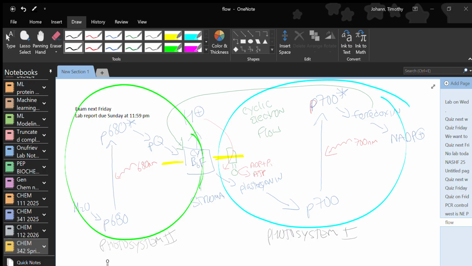To do the cyclic, it's when you want more ATP than the 3-to-2 ratio that you need for the dark reactions. Okay. Claudia. So if you were to do the cyclic electron flow, every time you're completing a cycle, are you popping out a proton and that proton is making ATP every time?